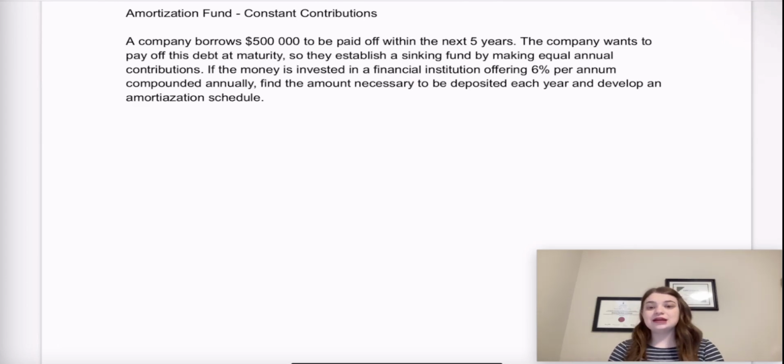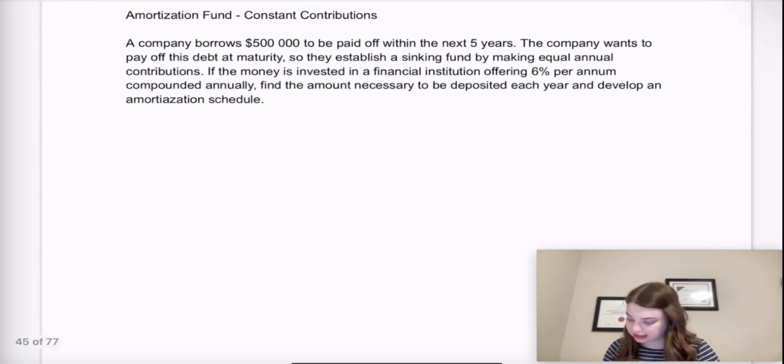And so overall, they're going to end up paying less than $500,000 to get this $500,000 fully paid off, because the money that they set aside in the sinking fund the first year is going to have the next few years to appreciate, right? Because of the 6% per annum, compounded annually, that the financial institution is offering. So they're going to get more from that. And so that is why they're going to end up paying a bit less than that full $500,000.